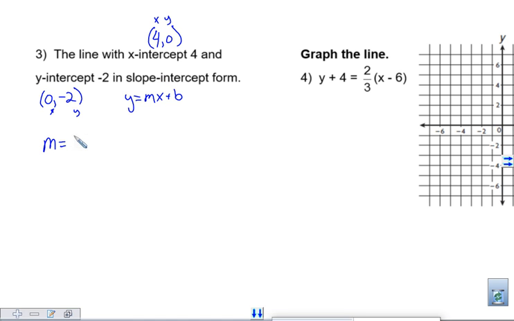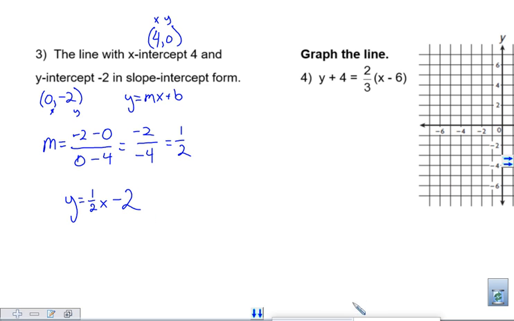And then we find our slope, so -2 minus 0 over 0 minus 4. And -2 over -4 reduces to 1/2. So that is our slope, that's m. So we have y equals 1/2 x, and we're given our y-intercept of -2, so minus 2.